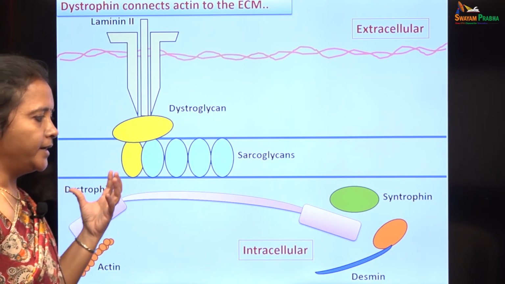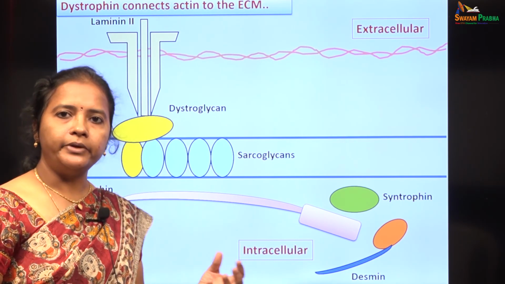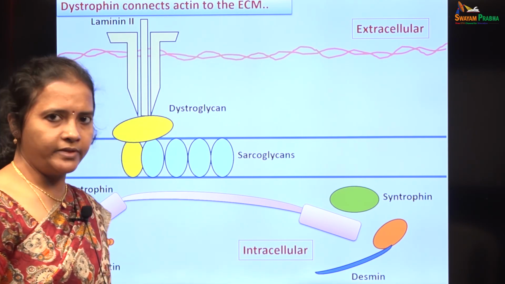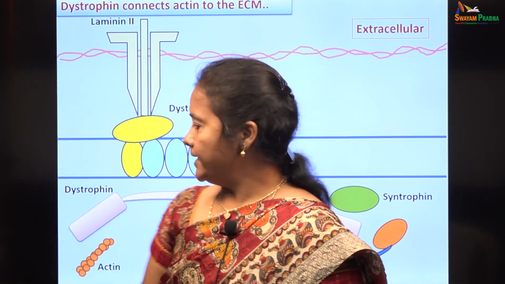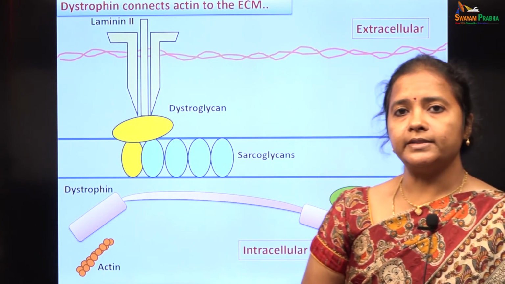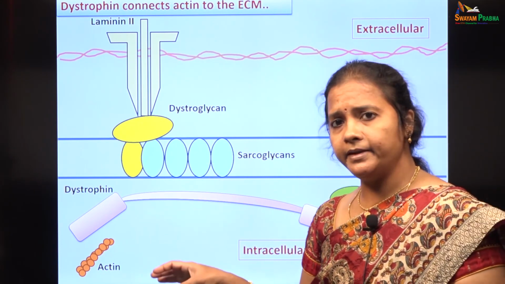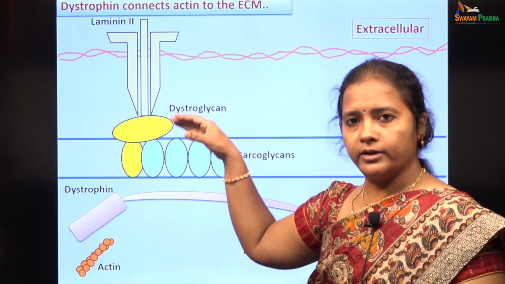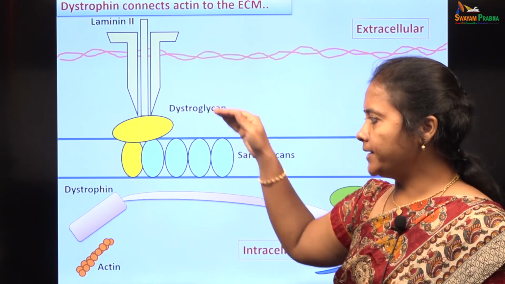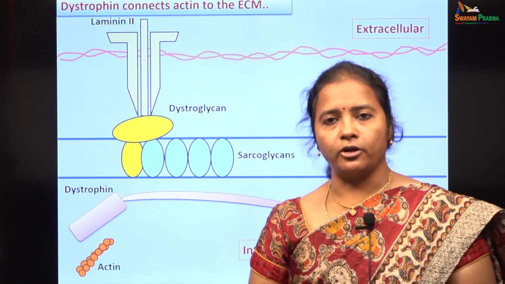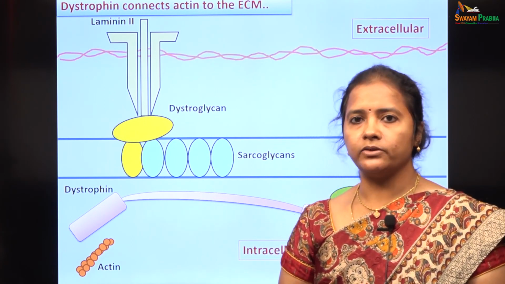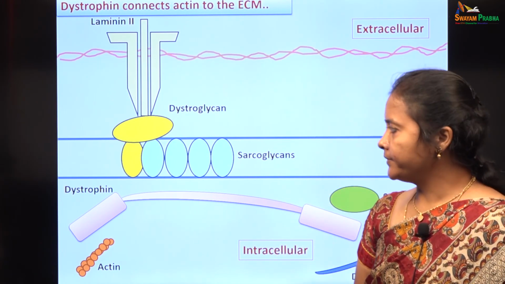So, these proteins each contribute to the contraction of the skeletal muscles. Especially, mutations in any of these proteins like dystrophin can cause severe instability because of the loss of connectivity between the extracellular matrix and the intracellular cytoskeleton, and can result in severe pathological conditions called muscular dystrophies.